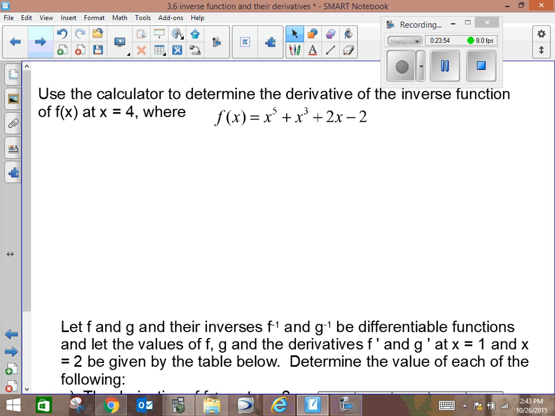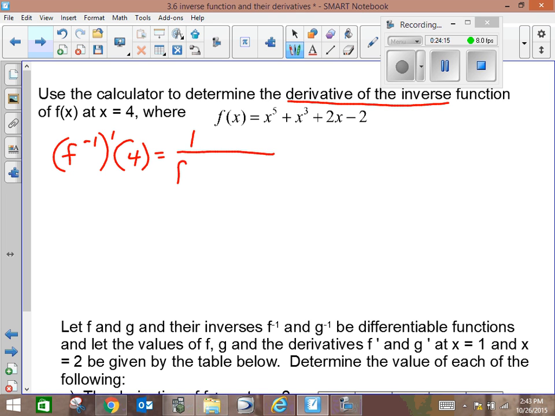Okay. Use the calculator to determine the derivative of the inverse function of f at x equals 4. It sounds like, oh, let's just plug it in. It's not quite that easy. Okay. Derivative of the inverse. All right, so here's what you're thinking. The derivative of f inverse at 4 equals 1 over f prime of f inverse at 4. If it bothers you to put the 4 in, then put it in later, it's okay. Sometimes if you've got a memorized formula, you want to use the x and then put the 4 in later, that's okay.